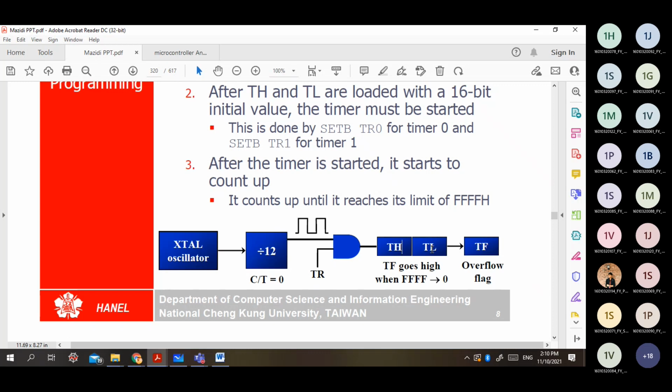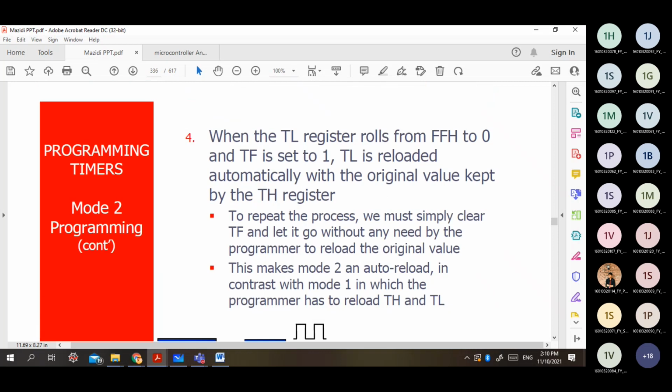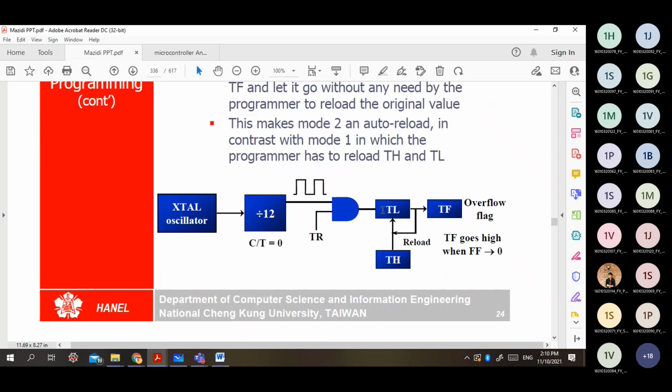मोड 2 में जैसे ओवरफ्लो हो जाएगा, वो रीलोड करेगा काउंट जो कि TH में है. सो that's why मैं TH को हाथ नहीं लगा रही उधर. ठीक है, that's why the pulses are fed only to the TL, not to the TH. यानी ये पल्सेस TL को अफेक्ट करेंगे, TH को नहीं. ठीक है, और जैसे ओवरफ्लो हो जाएगा, ये ऑटो रिलोड मारेगा.